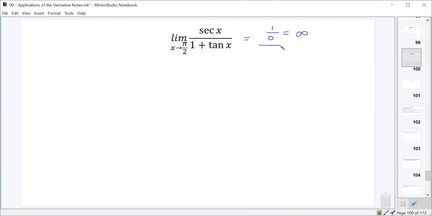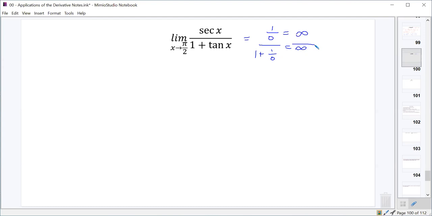And then in the denominator, the same thing's happening because we have 1 plus the tangent, which is sine over cosine. We know tangent, just like secant, is going to end up with a vertical asymptote at pi over 2. So this becomes 1 plus 1 over 0, which is also infinity. So we have infinity over infinity as our form here.